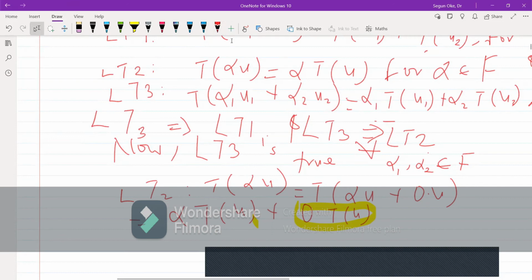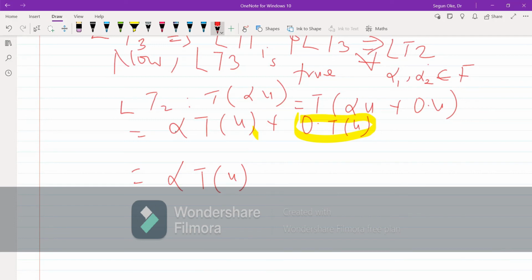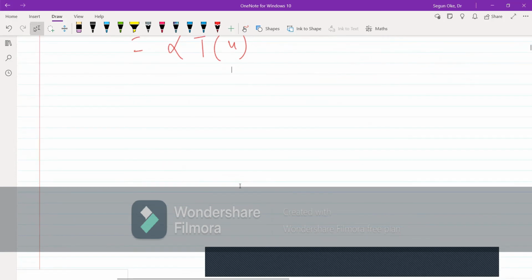Therefore, you agree with me that we have what we call alpha T of U. This is proving that LT2 will also hold. So at this point, I would like to give you the activities. Please check your activities. It's for you, not for any other person. You can also show that the condition is there.